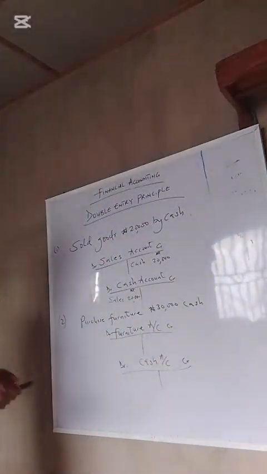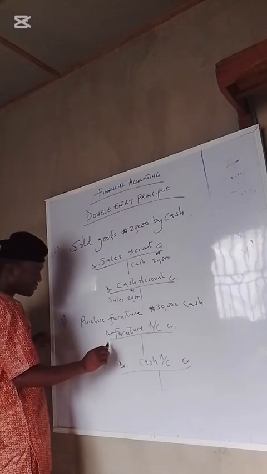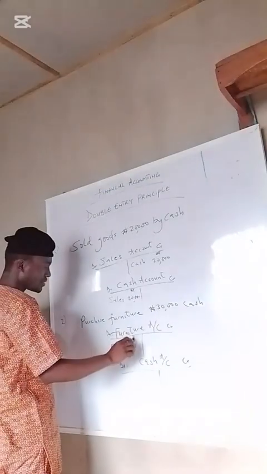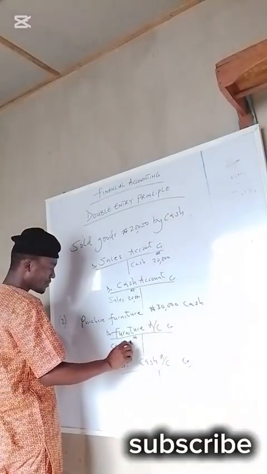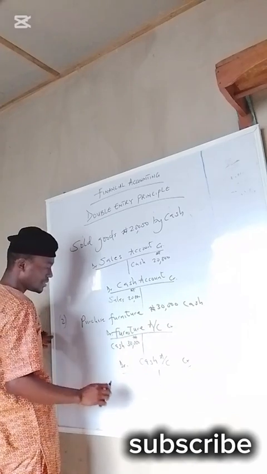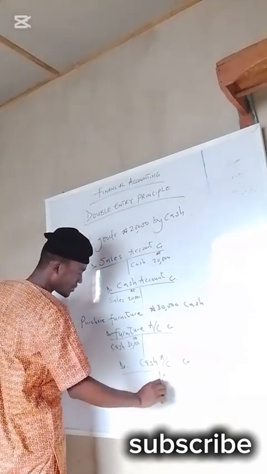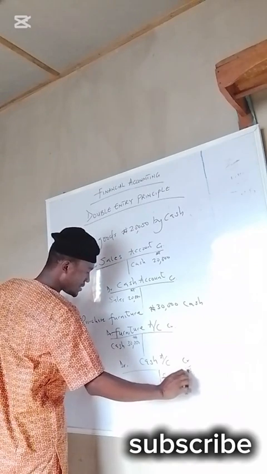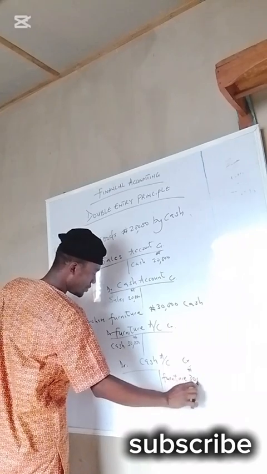The one that we are receiving is what we are using to debit. So we debit the furniture account with 30,000 naira, and we credit the cash account with the same amount, 30,000 naira.